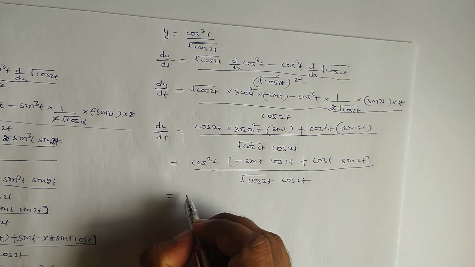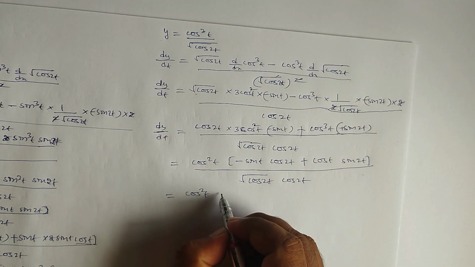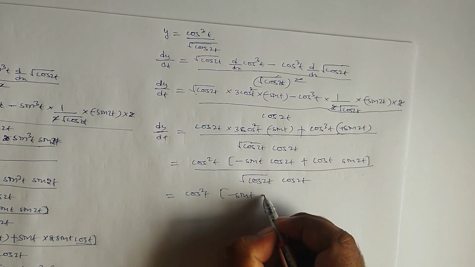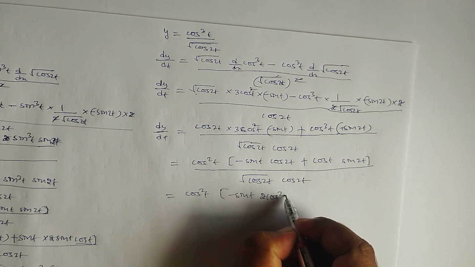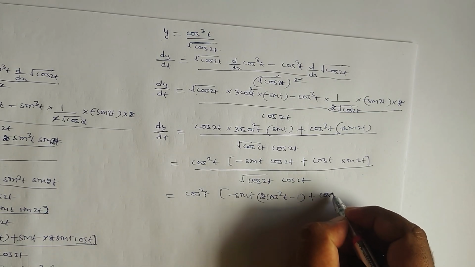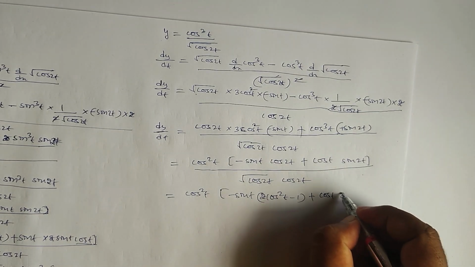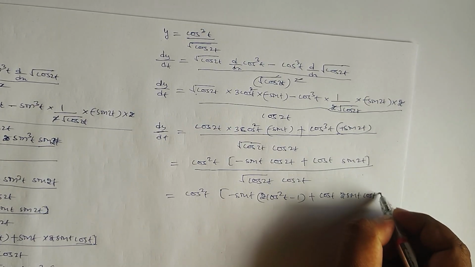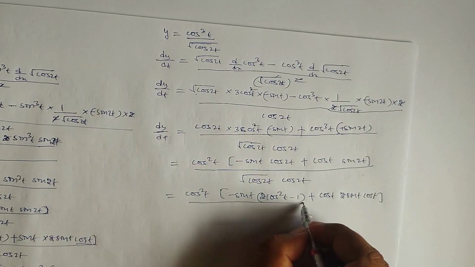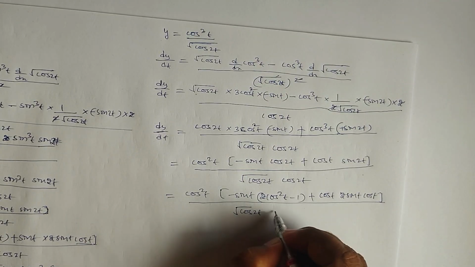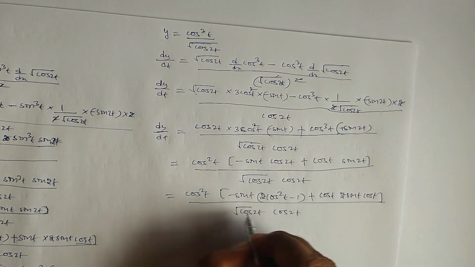Now that is equal to cos square t into minus sin t, cos 2t formula in terms of cos, 2 cos square t minus 1. Okay, plus cos t, sin 2t formula, 2 sin t into cos t. Okay, divided by root cos 2t into cos 2t.